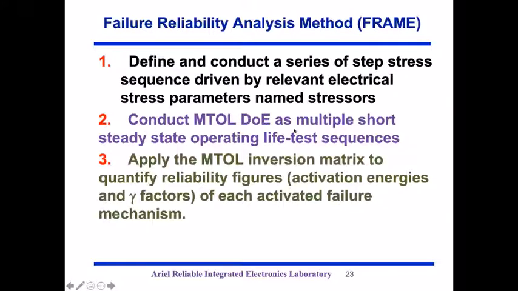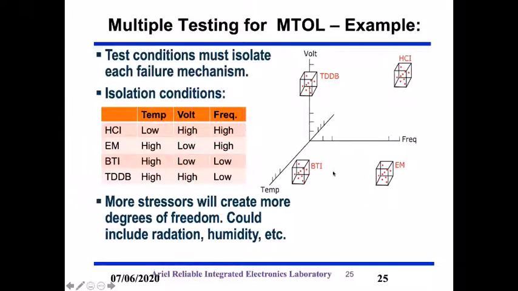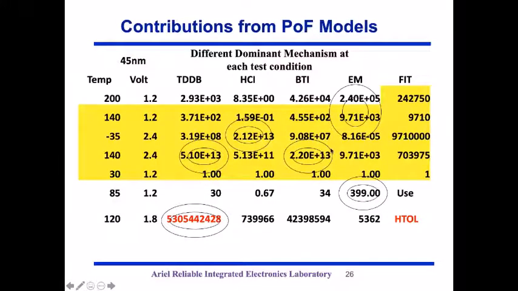Conduct MTOL design of experiments. Short experiments, we don't need to do 1,000 hours, we can do 100-hour tests, and apply the MTOL inversion matrix, which means we take each mechanism separately. We're going to look at, let's say, an example we have here of time-dependent dielectric breakdown, hot carriers, electromigration, and we actually do tests at different temperatures and voltages and stresses in order to expose different mechanisms. The example we're showing here from electronics has oxide breakdown, bias temperature instability, but you can do the same thing with LEDs and other types of devices in order to expose different possible physics of failure mechanisms.